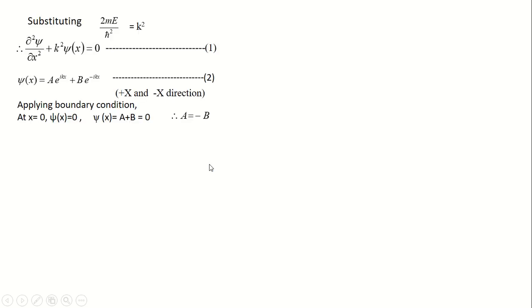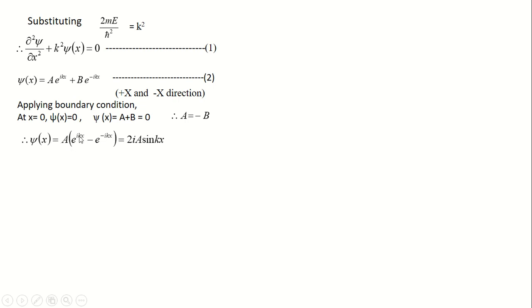So putting in the boundary condition, x is equal to 0, ψ(x) is equal to 0, and therefore ψ(x) = A e^(ikx) + B e^(-ikx) is again 0 because x is equal to 0. So A + B, which is 0 because ψ(x) is equal to 0, and thus A is equal to -B, or B is equal to -A. So putting this into equation 2, we get ψ(x) equal to, here B is equal to -A, so A(e^(ikx) - e^(-ikx)).